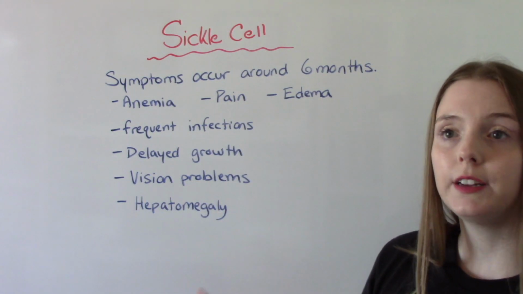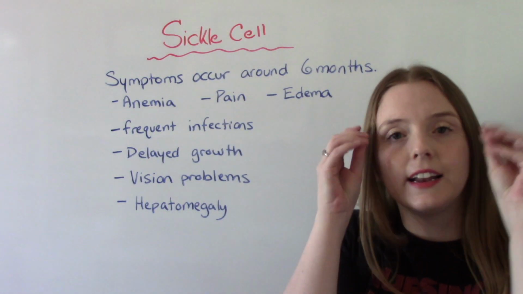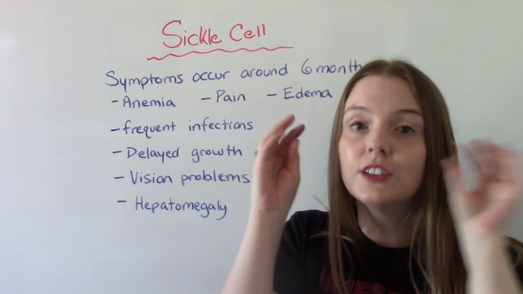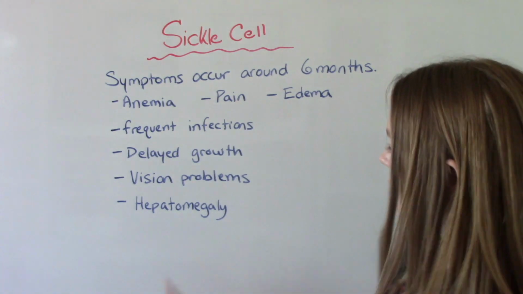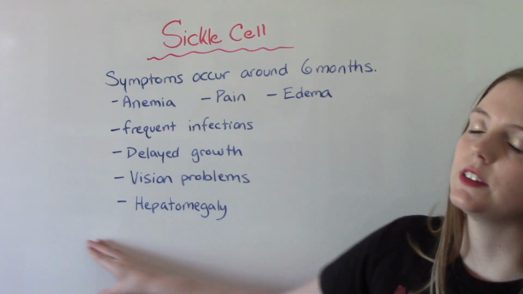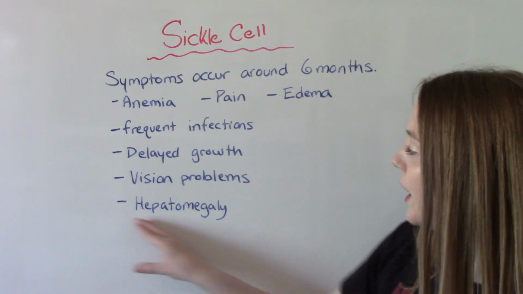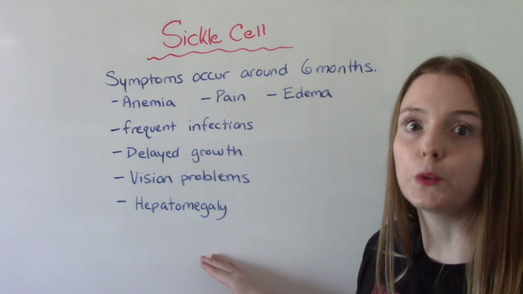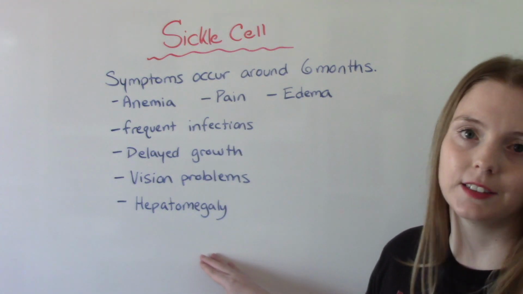Vision problems are pretty common as well because of all those tiny little blood vessels in the eye. They can have blockages in there, so that can cause vision problems. And then hepatomegaly. A lot of people who have sickle cell anemia also have their liver impacted, and gallstones can frequently occur as well because of this.